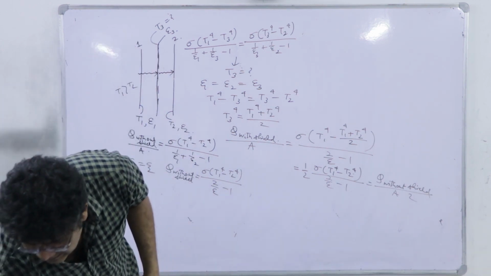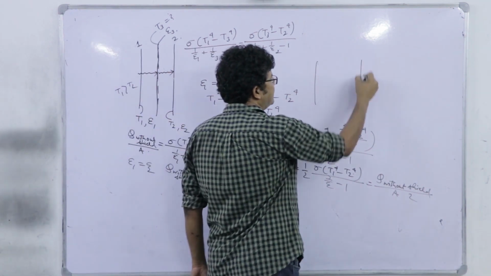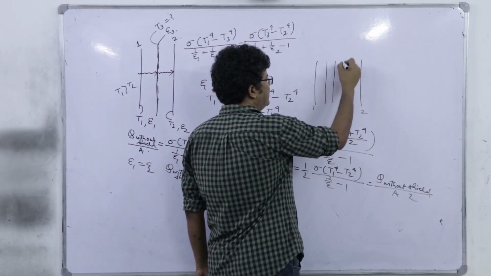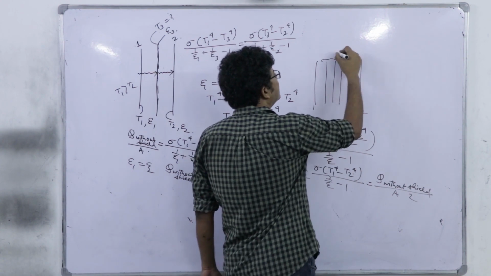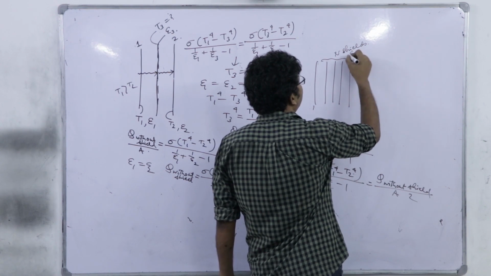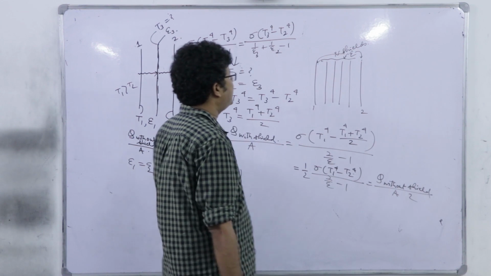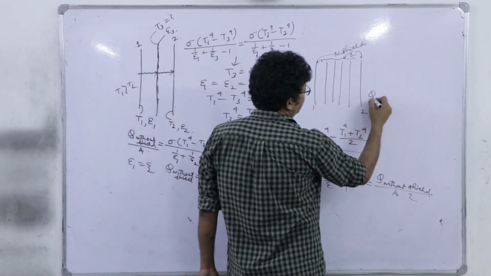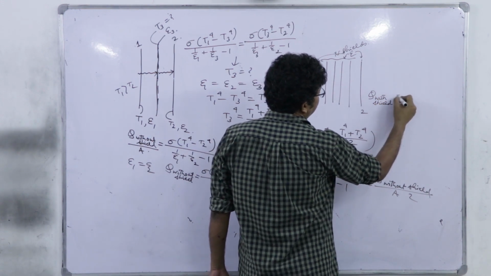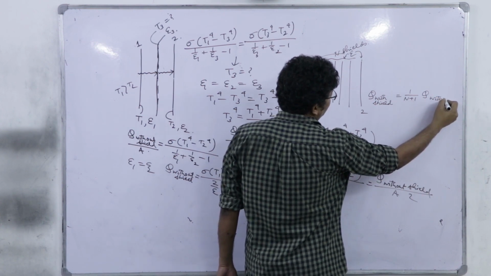And the fact is that it can be established that if, between surface 1 and surface 2, I am using n shields of the same epsilon everywhere, for the plates and for the shields, then we can establish that Q with shield is equal to 1 divided by n plus 1 of Q without shield.